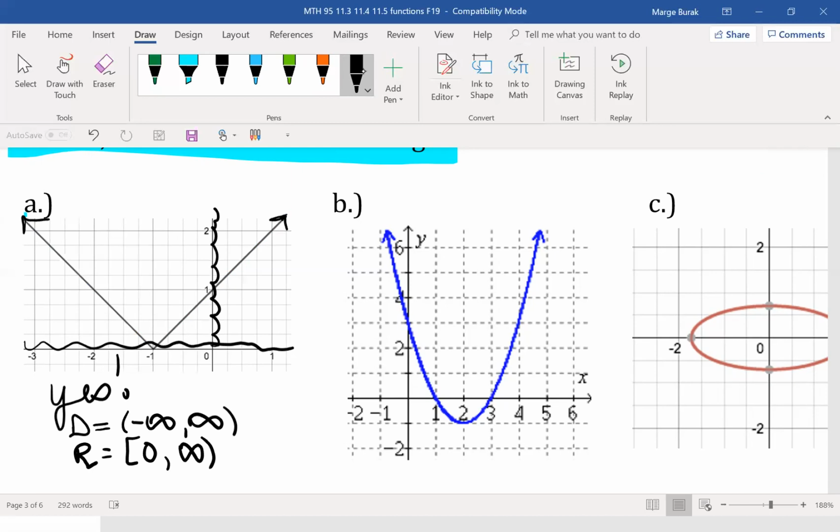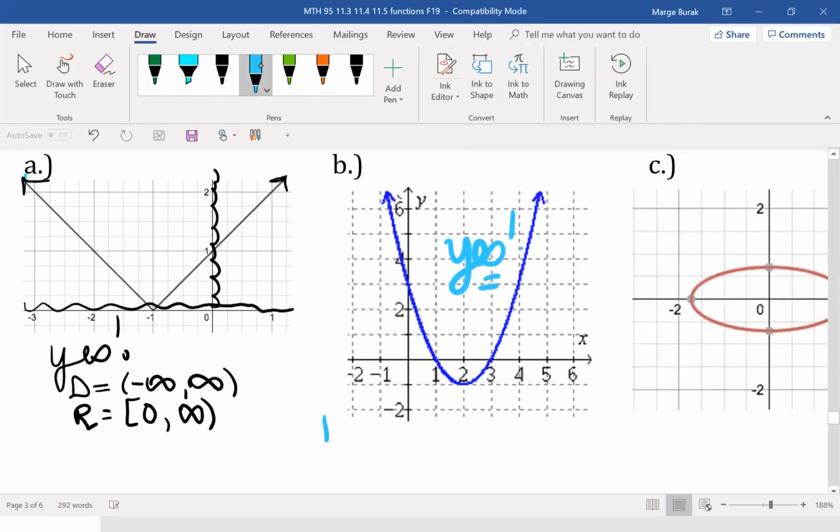All right, now let's look at this guy right here. Is this one a function? Can I draw any vertical line that is going to touch it more than once? No, this is all good. This is a great function right here. So we're going to say, yes, it's a function. And the domain, let's look at the x-axis. See, they have the arrows on this one. So I know that for every single x value, there's going to be a point on that parabola. So that's also going to be from -infinity to infinity.